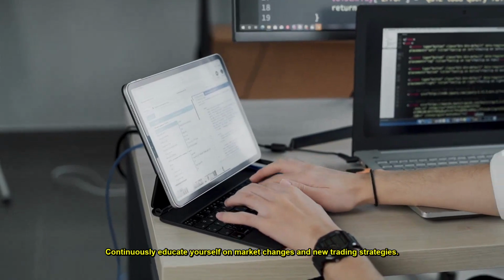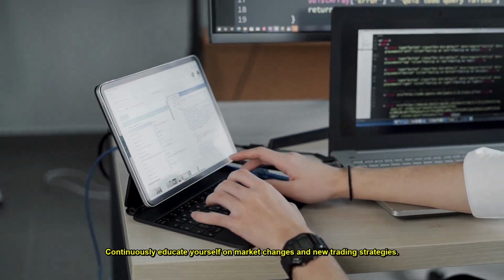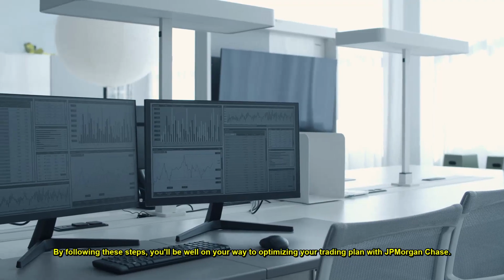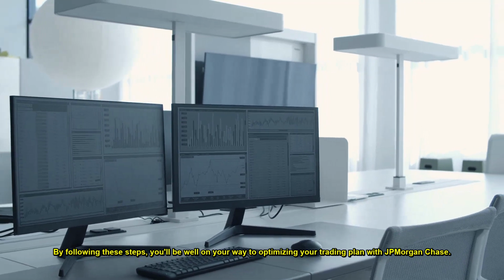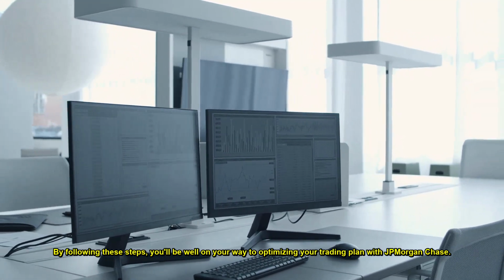Continuously educate yourself on market changes and new trading strategies. By following these steps, you'll be well on your way to optimizing your trading plan with JPMorgan Chase.